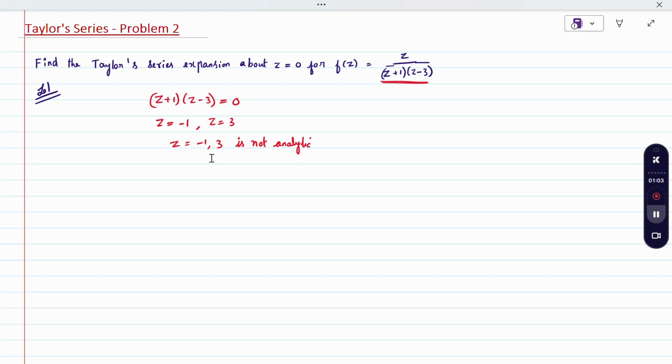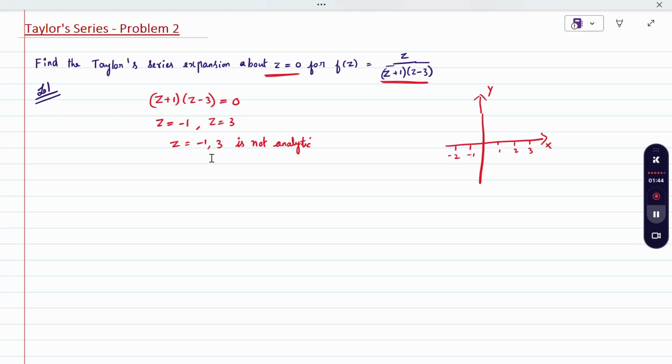The reason is that it is mentioned in the question that we only have to expand about z equal to 0. So at minus 1 and 3 it is not analytic, that is the meaning. Now what I'm going to do is make the plot without these points. On the x-axis and y-axis, 1, 2, somewhere 3, so minus 1, minus 2. The given point is z equal to 0.